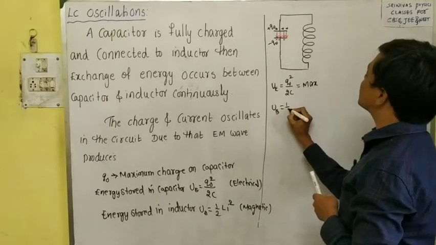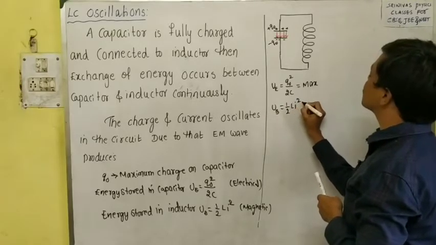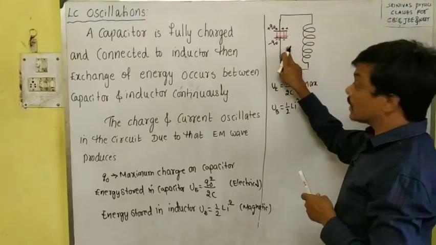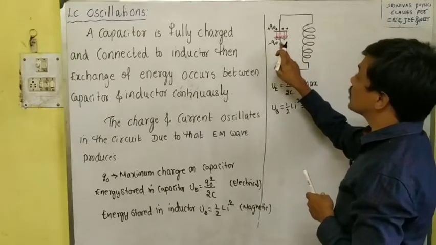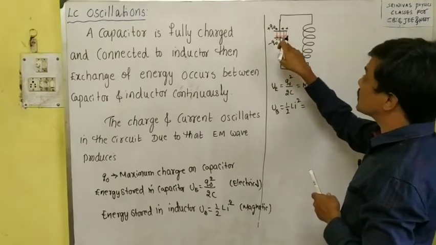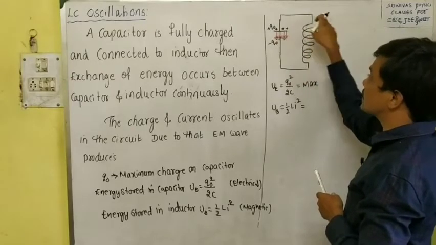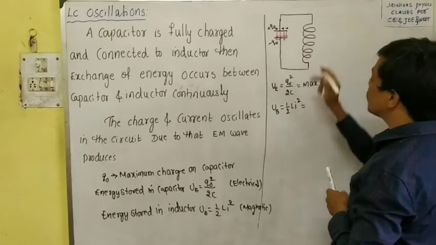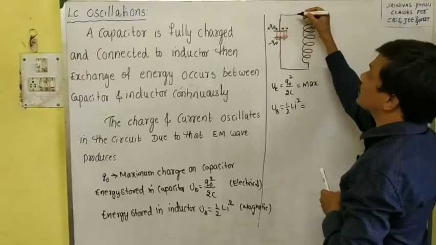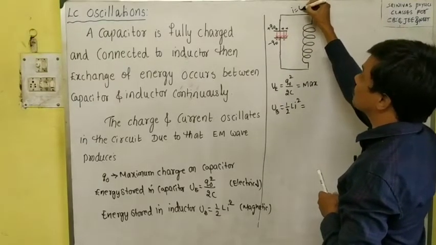The magnetic energy in the inductor is half Li square, but in the beginning, when we connect the fully charged capacitor to the inductor, firstly the capacitor is fully charged and then it is connected to the inductor. At that moment the initial current in the inductor is 0.